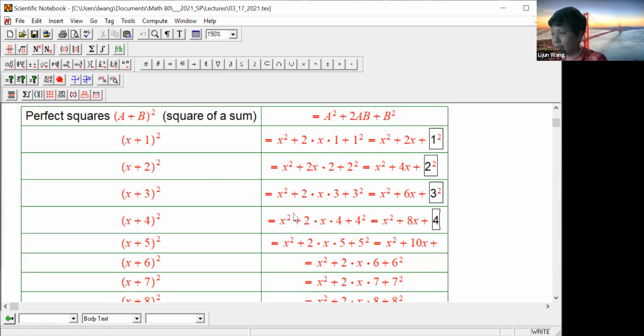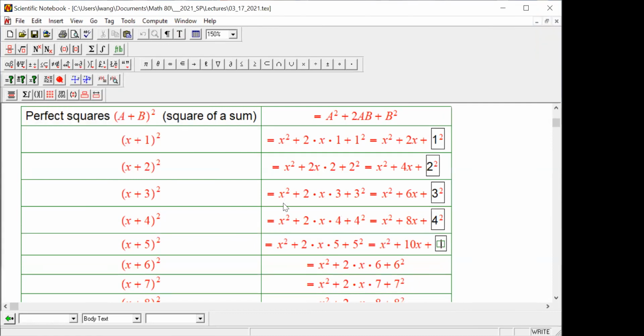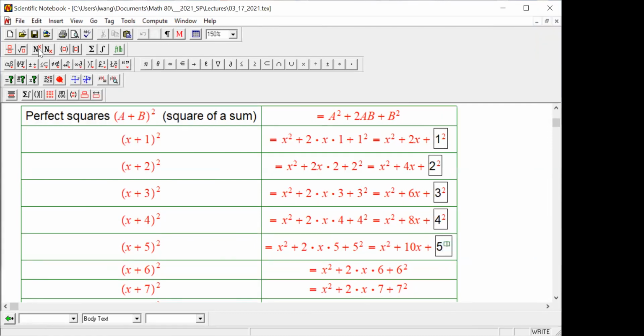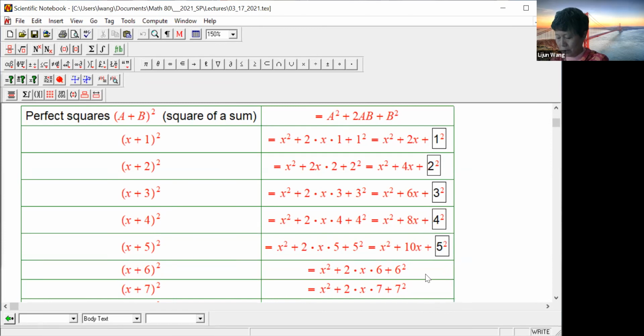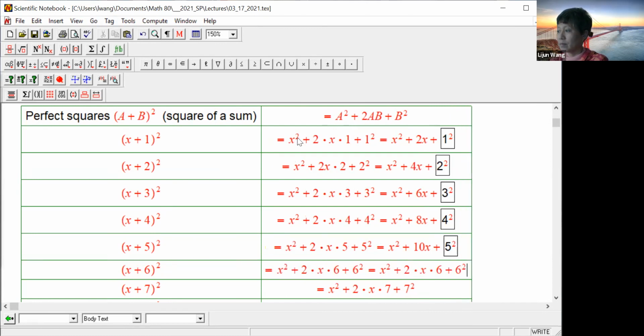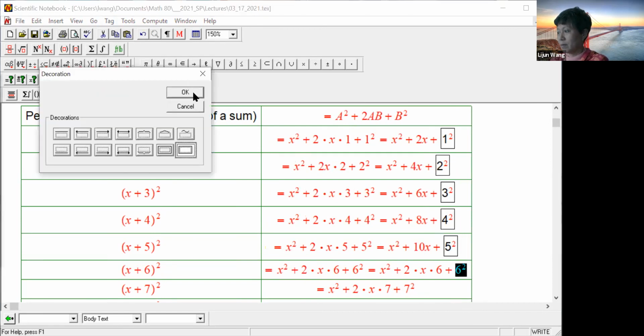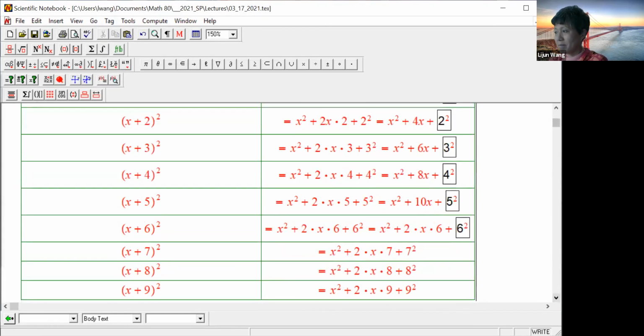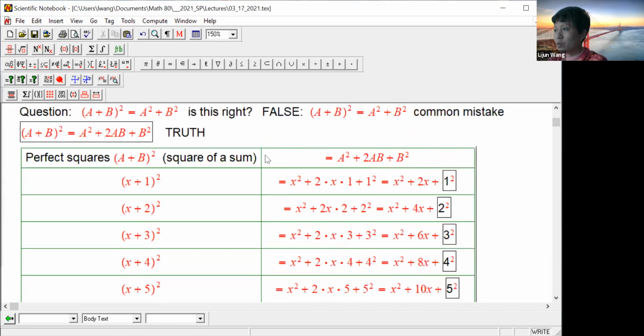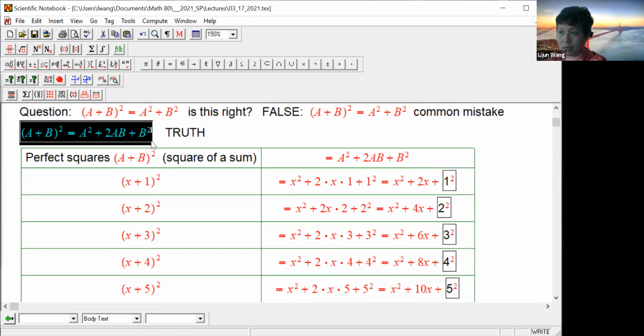Okay, half of 8 is 4 squared. Does everybody follow me here? Yes. Half of 10 is 5, 5 squared, yeah? And this one over here, I'm going to put it here, right? And this is going to be 6 squared. You can keep going, yeah? Does this pattern work for all of them? And it's all in this formula, don't you see that?